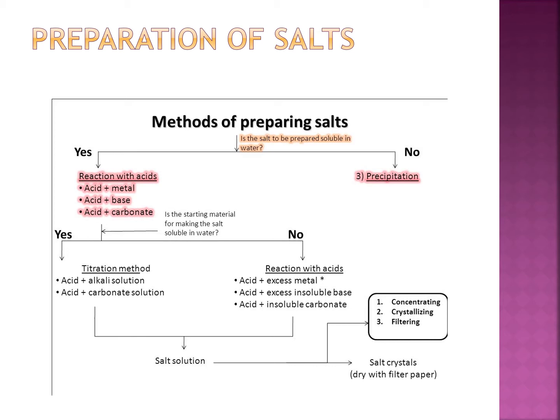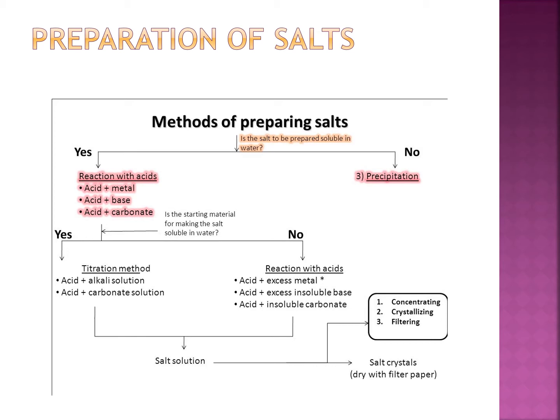Now look at this flowchart diagram. When going to prepare a salt, look at this. Is the salt to be prepared soluble in water? If the answer is yes, then there will be a reaction with acids. That is the reaction of acids with metal, with base or carbonate. If the salt is not soluble in water, then the precipitation method is used.